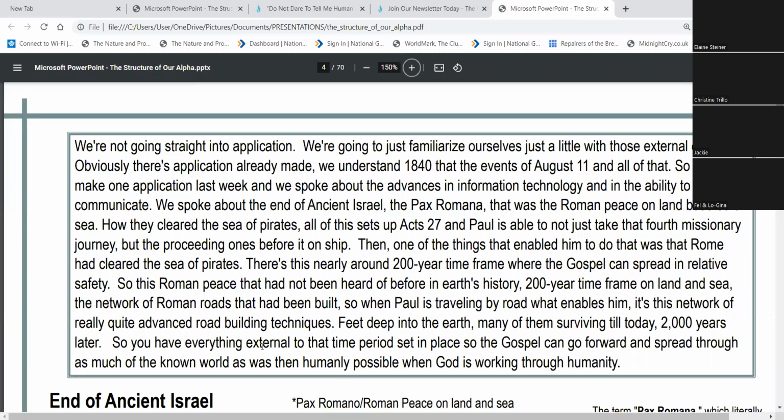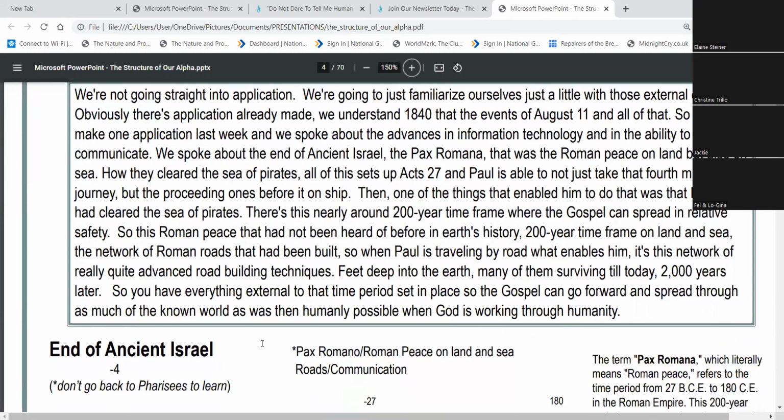So you have everything external to that time period set in place, so the gospel can go forward and spread through as much of the known world as was then humanly possible when God is working through humanity.